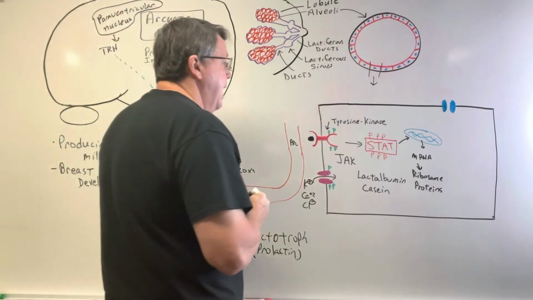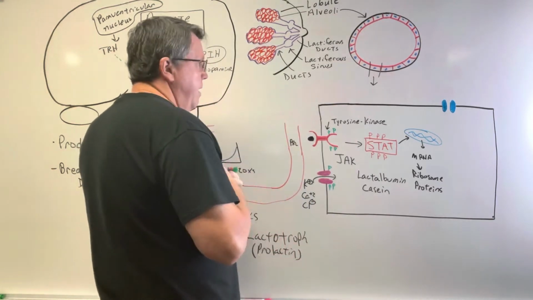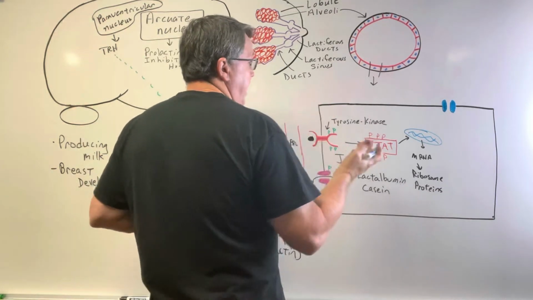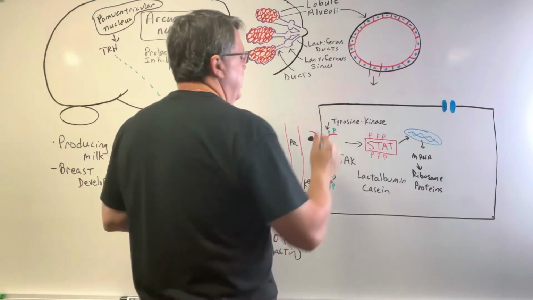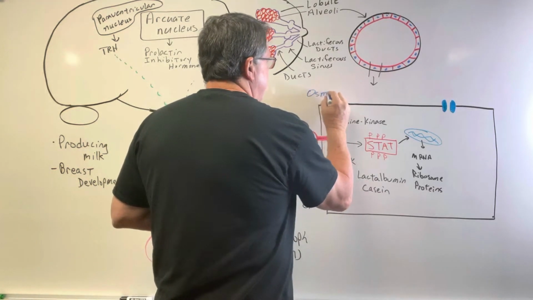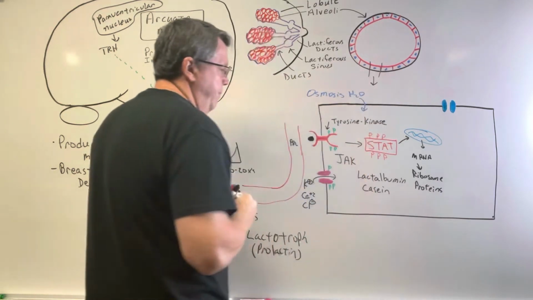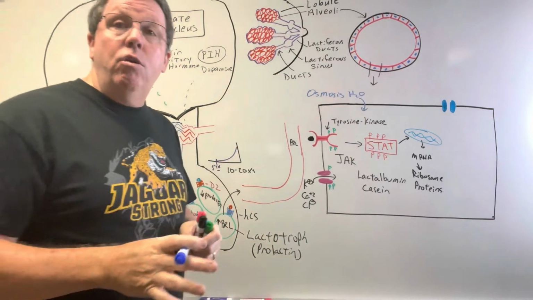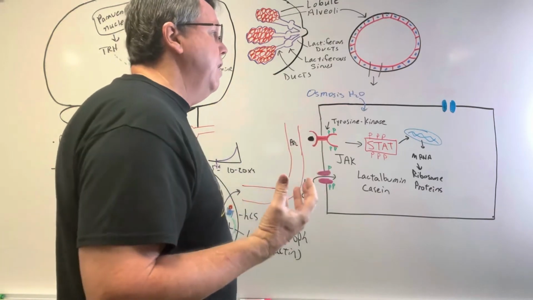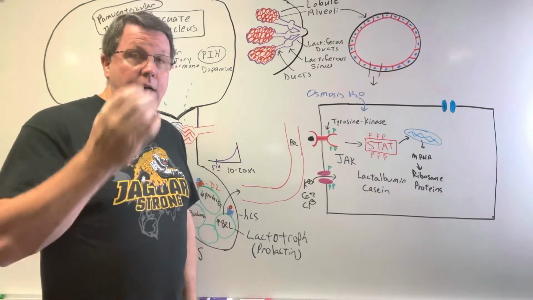The other thing that's going to happen is we're also going to start to get osmosis from the interstitial fluid, right? Because we need some fluid in this milk. So we're going to start to get some osmosis, which means water is going to start now entering into the cell. The other thing that's going to happen too is that the mother's going to have antibodies called immunoglobulins, right?